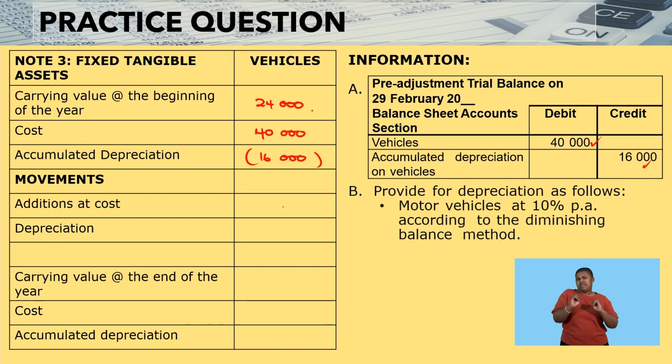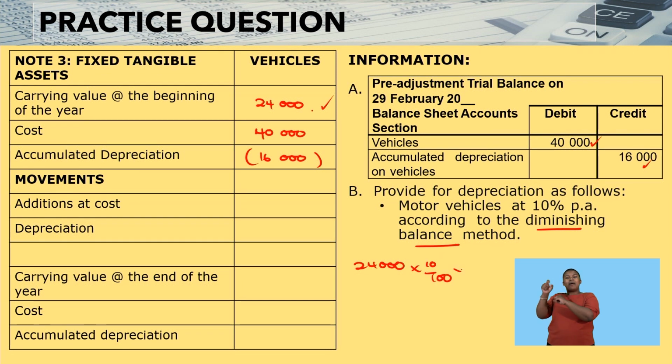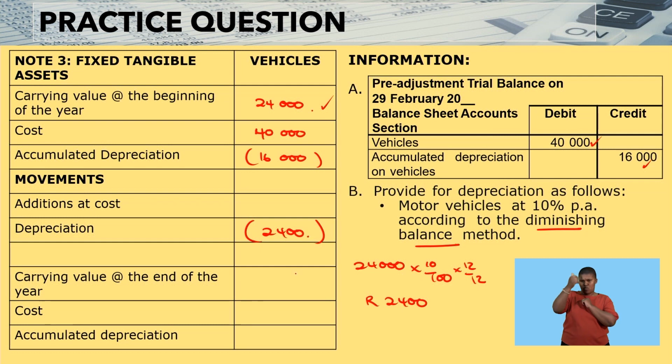We have no additions, but we need to calculate depreciation. Depreciation is being calculated on the diminishing balance method. That means we calculate our depreciation on the carrying value. So my carrying value, I already have it, 24,000. So I'll take my 24,000, multiply that by 10%, multiply that by 12 over 12. That will give me 2,400. So when I come to my depreciation, I know it must be in brackets, and it is 2,400.